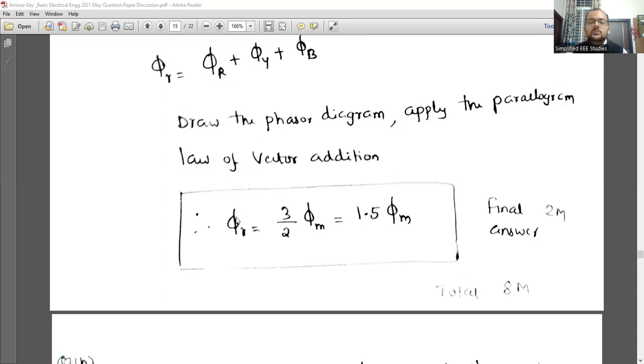I have attended many evaluations and found that students are not putting the question number. Students are not ready to write the equations, all those things. They simply lose the marks. I have seen such things many times, and they need to be avoided.